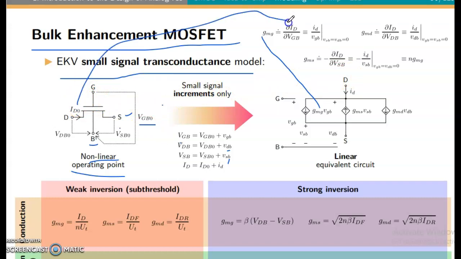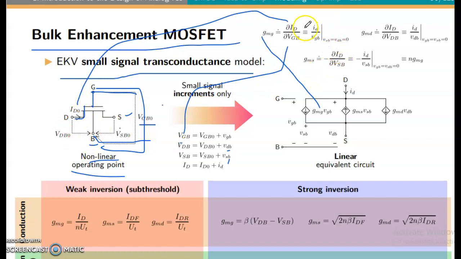ID, partially differentiate the drain current with respect to the voltage between gate and base, VGB. The drain current depends on the voltage, and this current will flow. Okay.